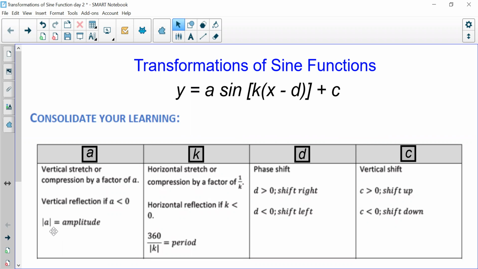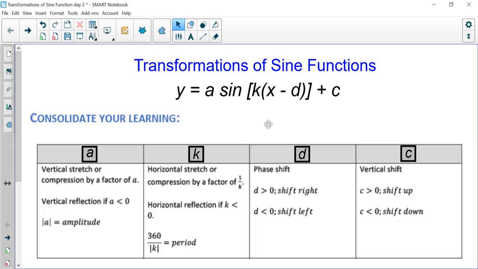If a 2 is there, the amplitude is 2. If a -5 is there, the amplitude is 5. If a 2/3 is there, the amplitude is 2/3. Okay, if it's a -3/4, the amplitude is 3/4. Then we have the rest of this equation here.